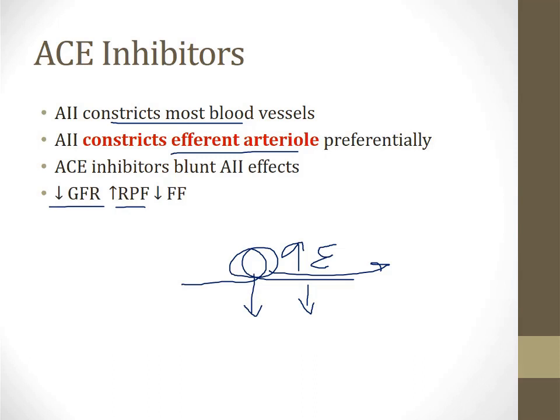This means that the filtration fraction is going to fall because remember, the filtration fraction is the GFR as the numerator, the renal plasma flow as the denominator, and since the denominator is going up and the numerator is going down, we see a fall in the filtration fraction. They'd like you to know these effects for step 1 of your boards.